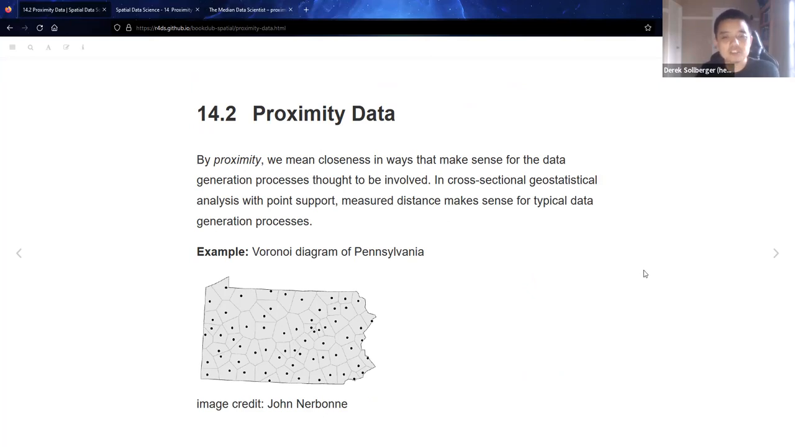Whereas for proximity data, we mean closeness in ways that make sense for the data generation process that's thought to be involved. In cross-sectional geostatistical analysis with point support, measured distance makes sense for typical data generation processes. For example, here, instead of using the previously described counties of Pennsylvania, we have a Voronoi diagram. This comes from a linguistic study by John Nerbonne, where those dots were actually field researchers studying the dialects of the spoken language. So from those individual dots, the Voronoi diagram charts out places in the state that are closest to the dots, the field stations. In other words, in this one, we start out with the points, and then we just describe the regions afterwards by proximity.